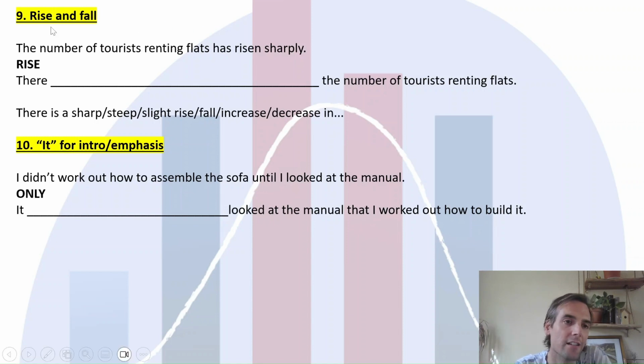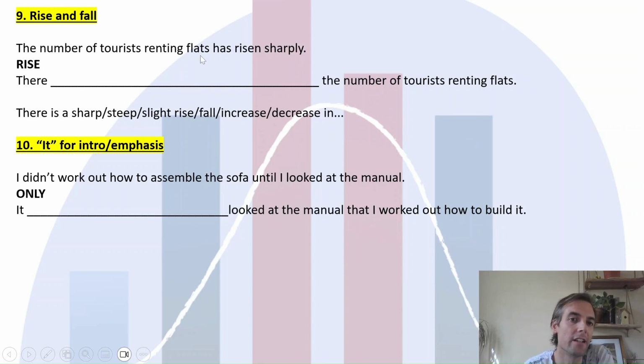So number 9 is a rise and fall. These are really common questions talking about statistics and things going up and down. Number of tourists renting flats has risen sharply. Well, then we can see we talk about sharp or steep or slight rises, falls, increases or decreases in something. So the point here is that you've got a big or small change in something. In must be the correct preposition.